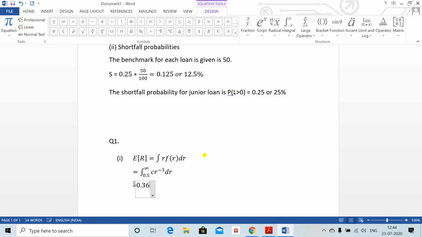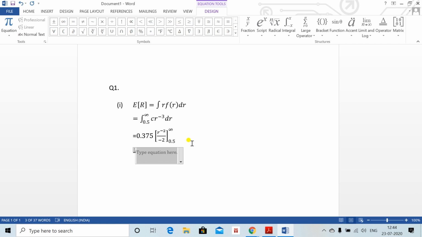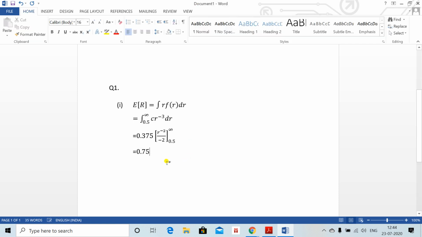So once we solve this, it becomes 0.375 because the value of C is given to us as 0.375, and integrating we get R to the power minus 2 divided by minus 2. Okay, close the brackets, and the limits you have to put are 0.5 to infinity. Then come to the next line. You solve this and the answer is 0.75. Just put the limits and solve it, you get 0.75.